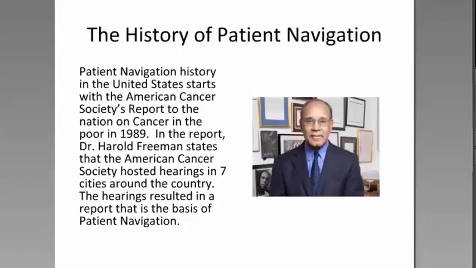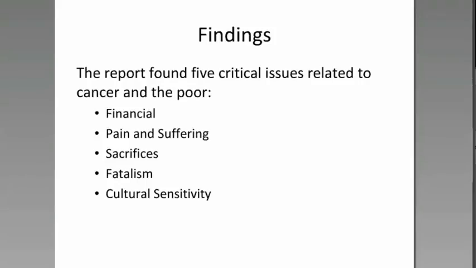And so what this slide is saying is that the history of patient navigation within the United States really started with the American Cancer Society report to the nation on cancer regarding cancer with poor individuals in 1989. And in the report, Dr. Harold Freeman states that the American Cancer Society hosted hearings in 7 cities around the country, and the hearings resulted in a report that is the basis of patient navigation. And this really grew around an unmet need, which is access. So let's take a little bit closer look at this study and the report.